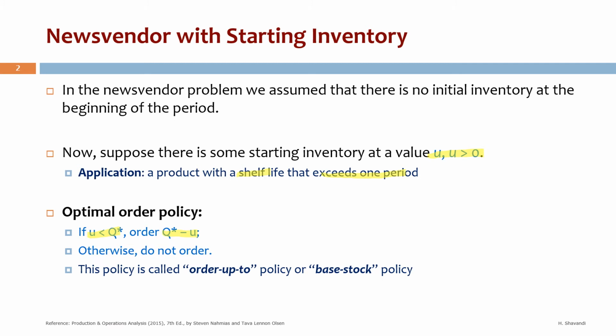Otherwise, do not order. I mean, if U, the initial inventory, is greater than Q star, we will order nothing, right? So this is actually called an order-up-to or base stock policy. Here we assume that the maximum level of inventory at the beginning of the period should be Q star, so we order up to Q star. If the initial inventory is less than that, we will order Q star minus U. Other than that, there will be no order. So this is also called the base stock policy.